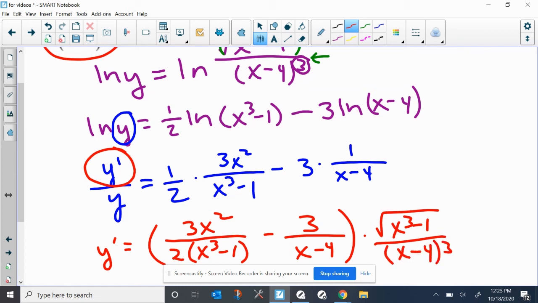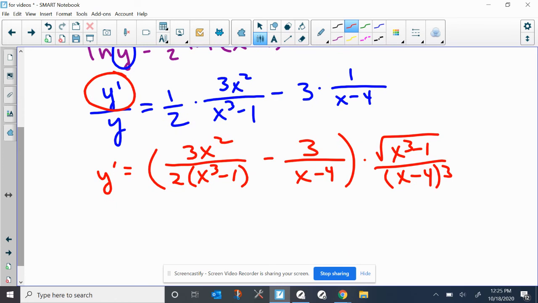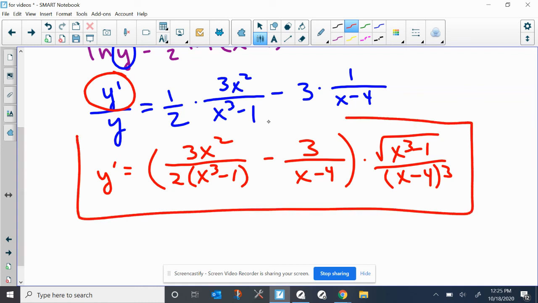If we did this a different way, that would actually be multiplied in on each fraction. You might even have a common denominator, and you can see how complex that would be. So I'm not asking you to simplify it. I just want the derivative. So that would be your final answer.